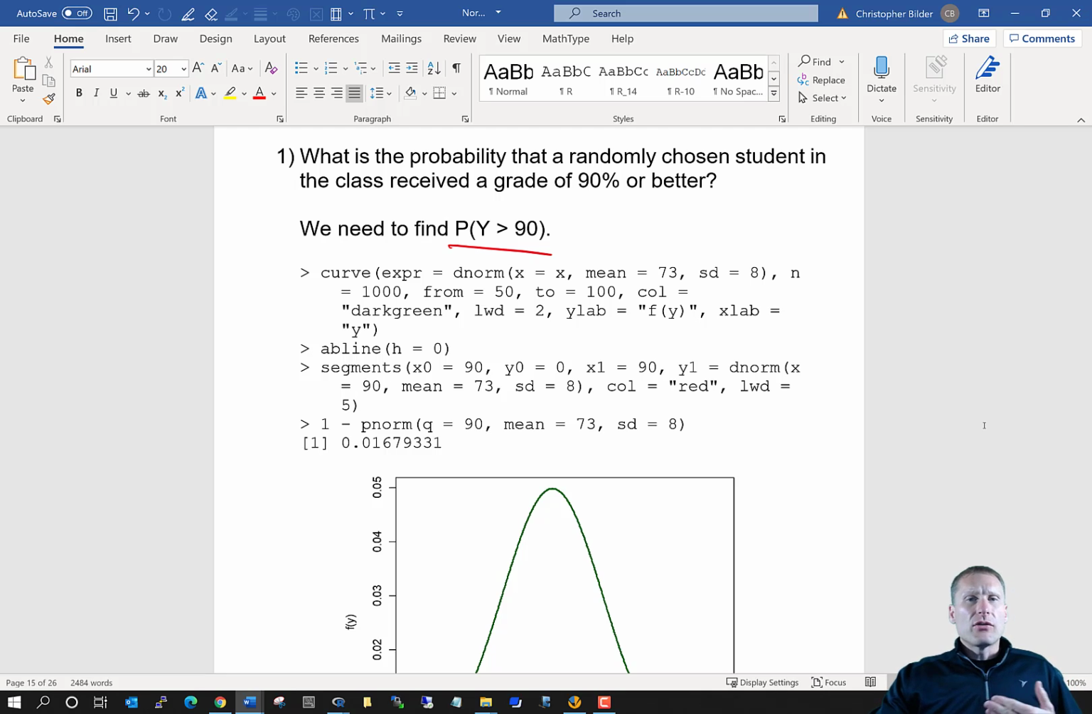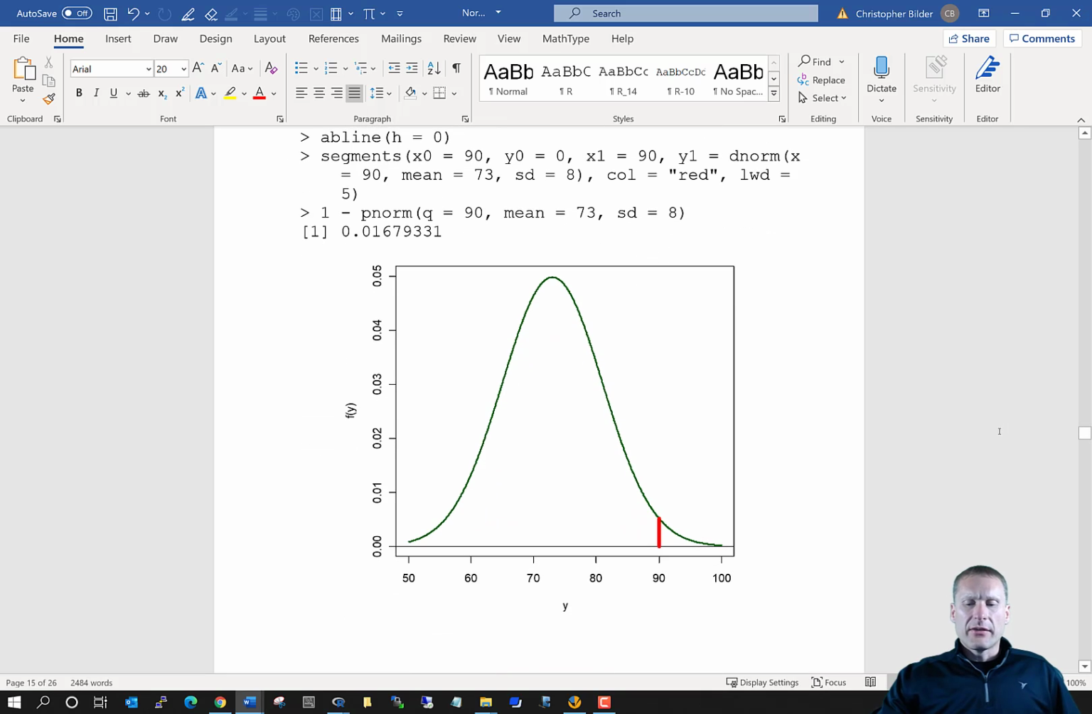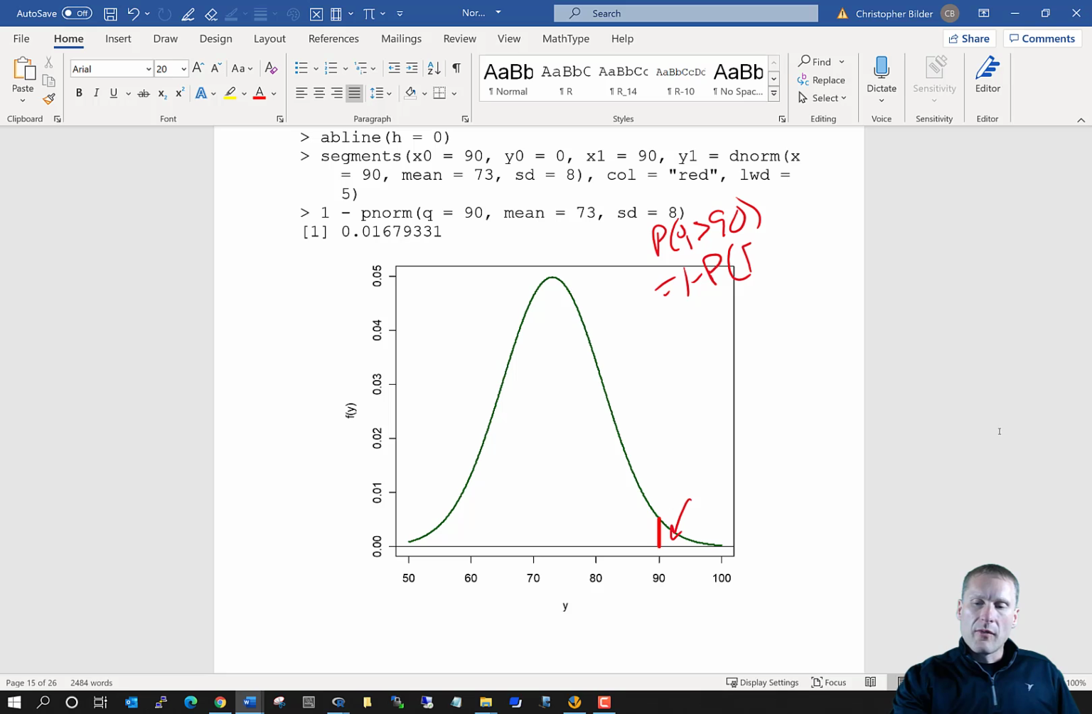So again, I can use the curve function, actually plot it, and we can see, unfortunately, there's a very small probability of getting an A. And in fact, if we, again, use the complement, 1 minus the probability of y is less than 90 is what we're looking for.